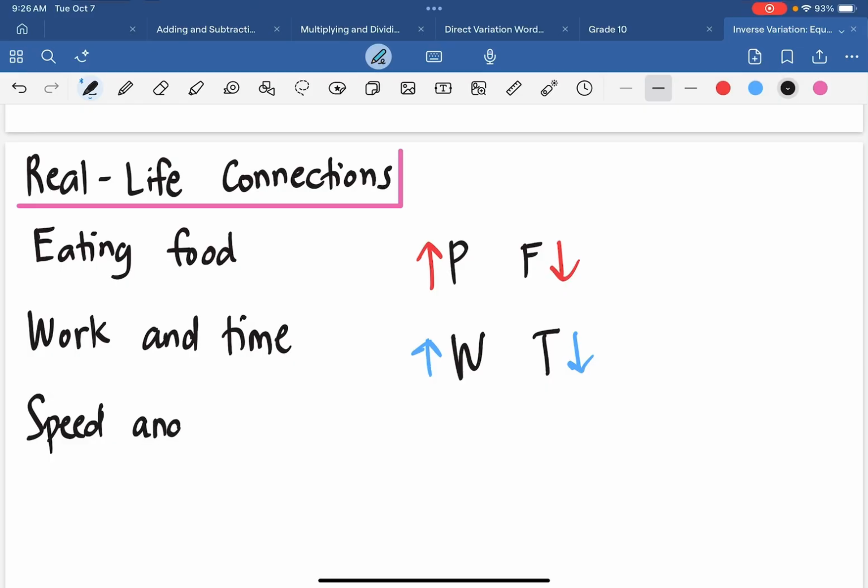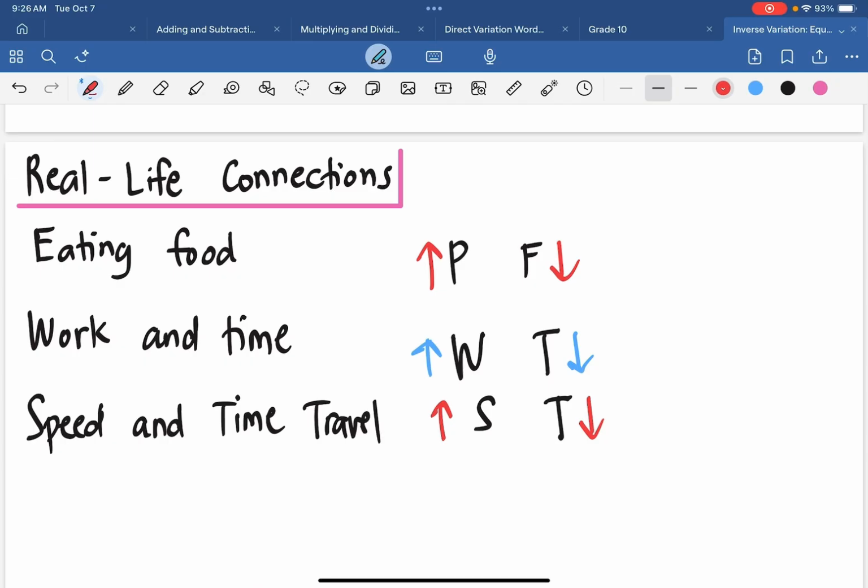Another one is speed and travel time. So let's have here our speed. The faster you drive, that means the less time it takes to reach a destination. So the faster the speed of the car is, the shorter the time it will take for you to travel, which basically is logical. Again, for speed and travel time, we just have T here.